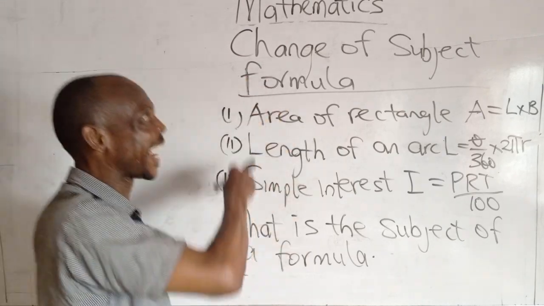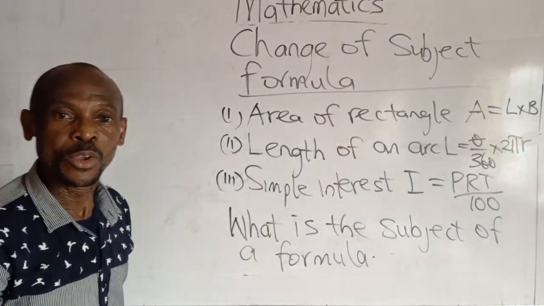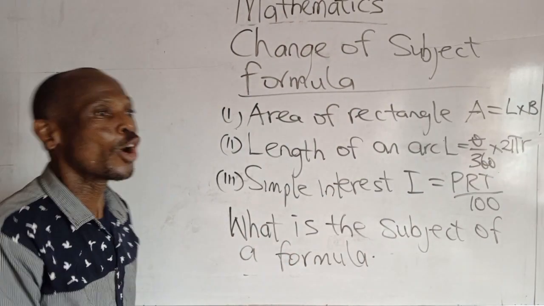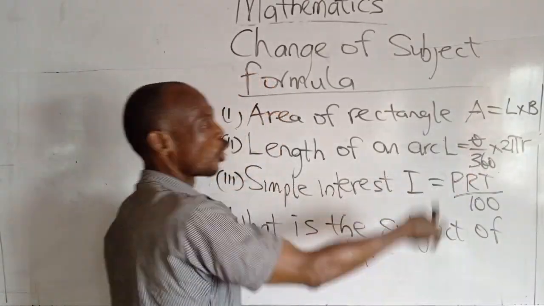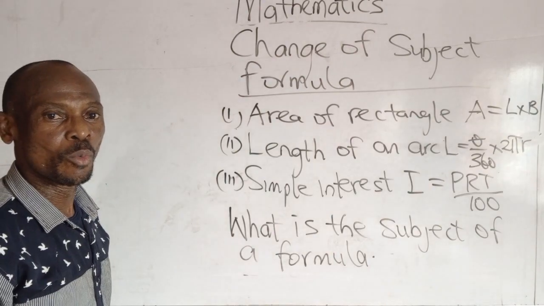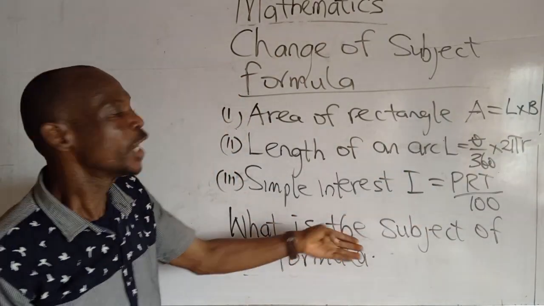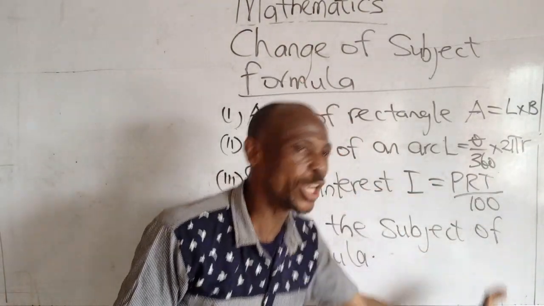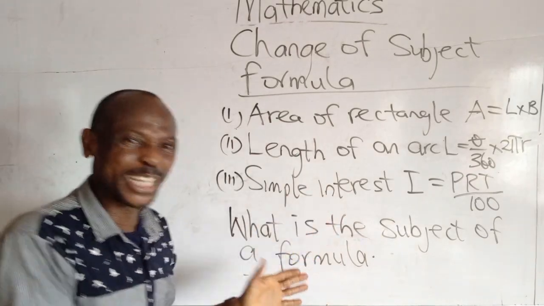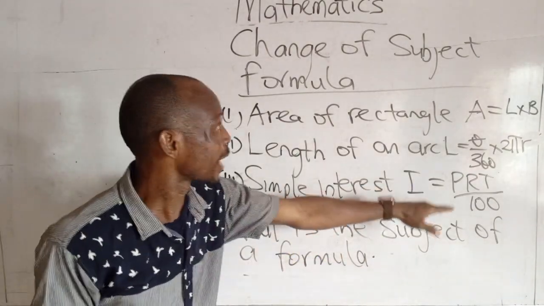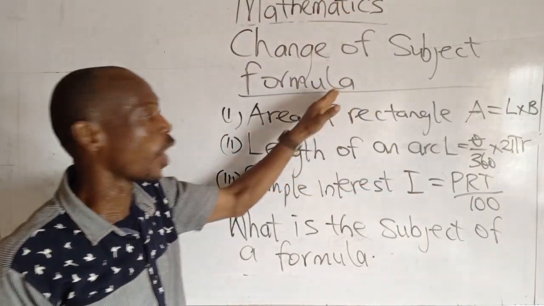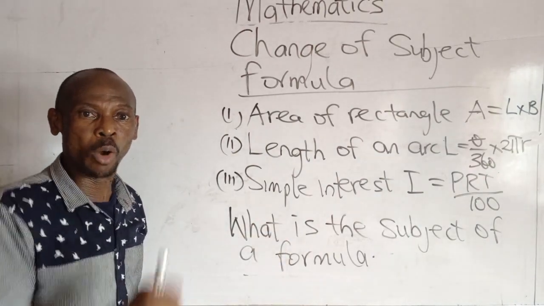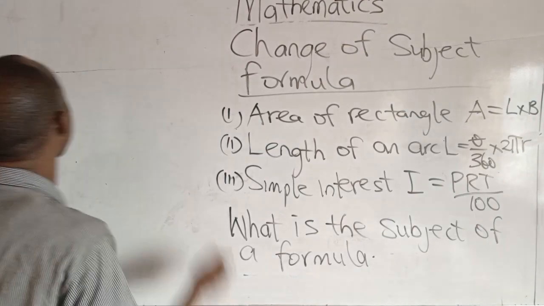Now, we are looking at change of subject formula. We've known what the subject of the formula is now. We can also rearrange a formula to change its subject, so that we can make another letter to stand alone in the formula to become the new subject. That is what we refer to as what? Change of the subject formula. Now, we are going to look at basic principles to change the subject of a formula.